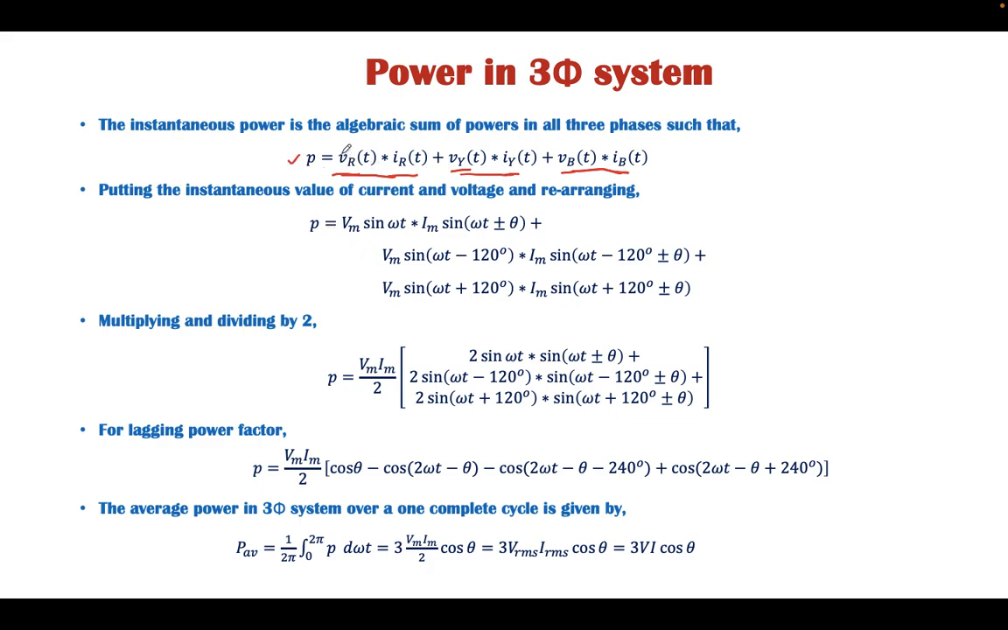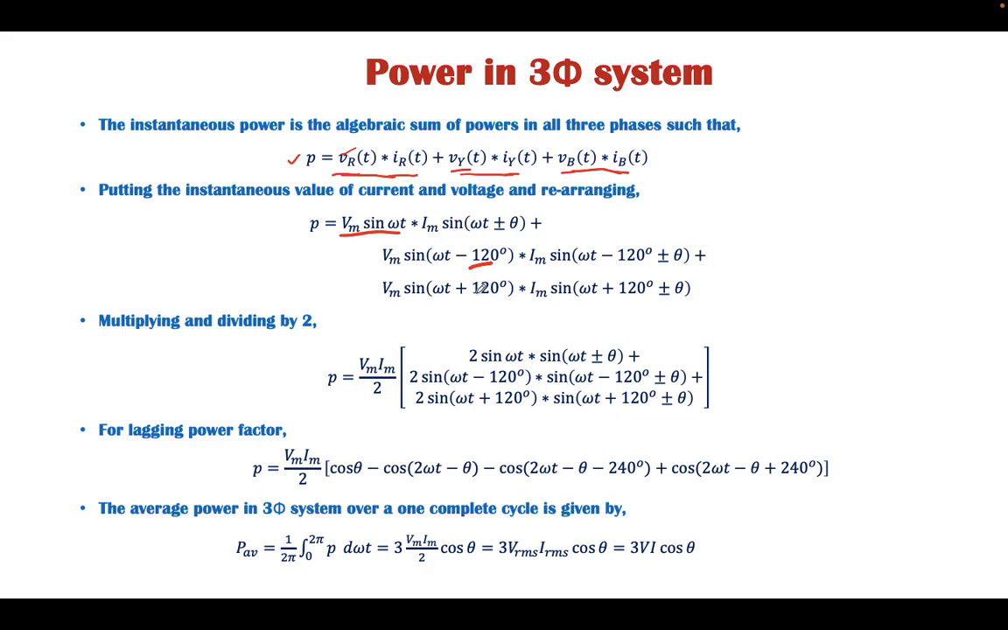Now, putting the values of VR, Vy, VB, and IR, Iy and Ib. We know the voltage in phase R is Vm sin omega t, the current in phase R is Im sin(omega t ± theta), depending upon the power factor leading or lagging. Similarly, in phase Y, the voltage is Vm sin(omega t - 120 degrees), because Y phase has a phase displacement of 120 degrees as compared to R phase.